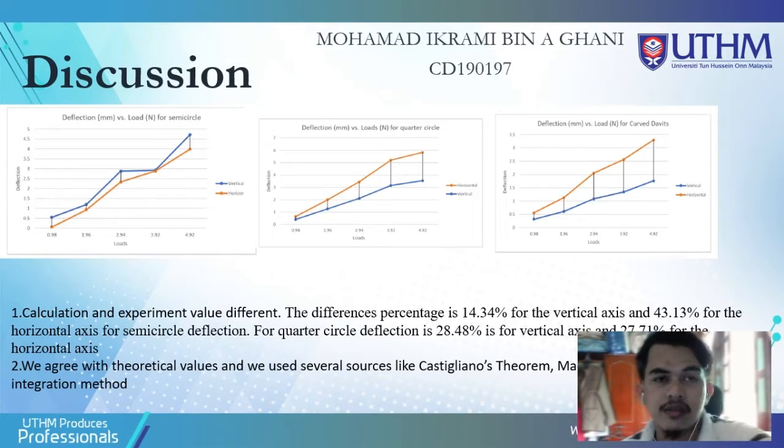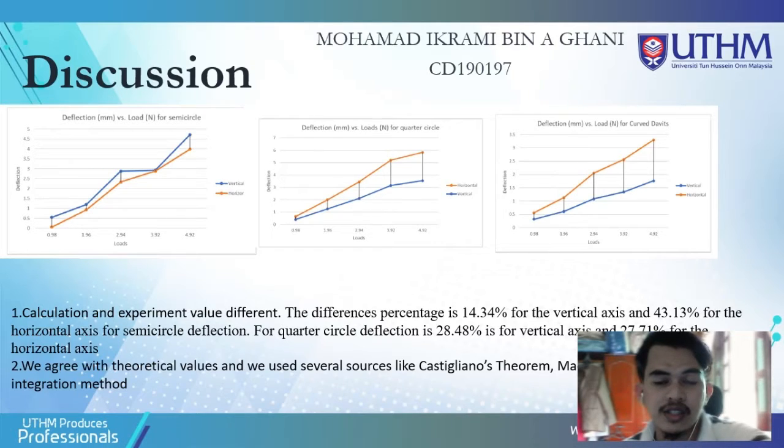We will explain the discussion. The first graph is deflection versus load for the semicircle. The second one is deflection versus load for the quarter circle, and the third one is deflection versus load for the curved davit. The calculation and experiment values are different.